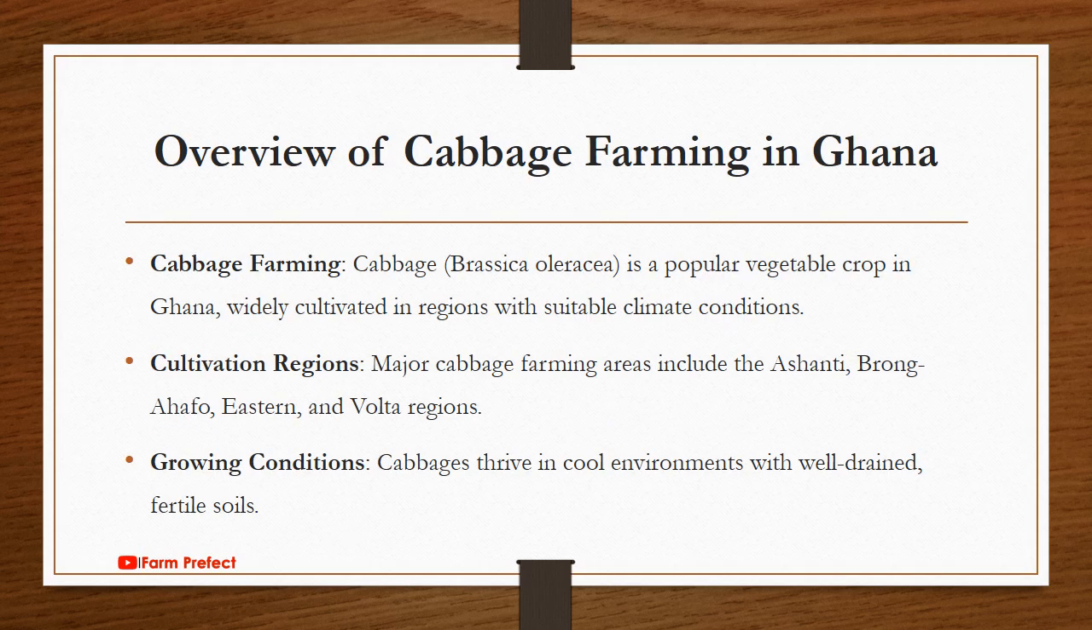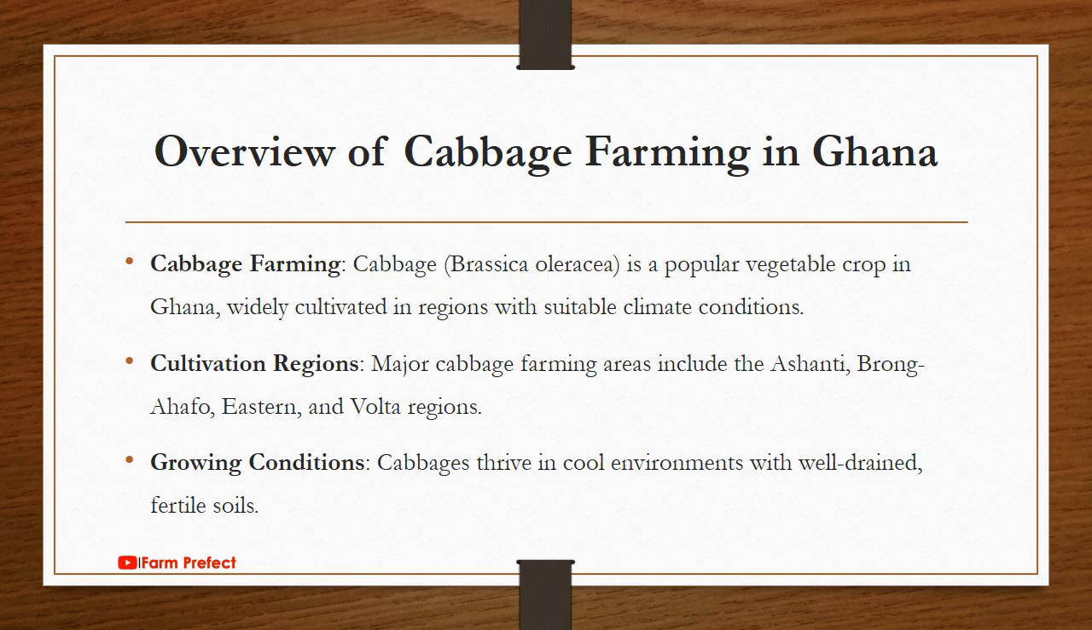Overview of cabbage farming in Ghana. Yes, so cabbage farming is very popular in Ghana, and when you go to most regions, you will see cabbage cultivated one way or the other, and in most of our delicacies, you also see cabbage being used at local restaurants, foreign restaurants, and all that.